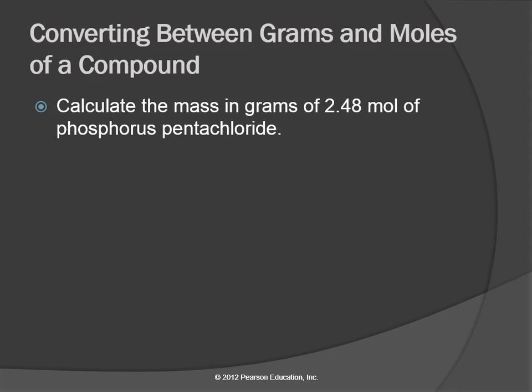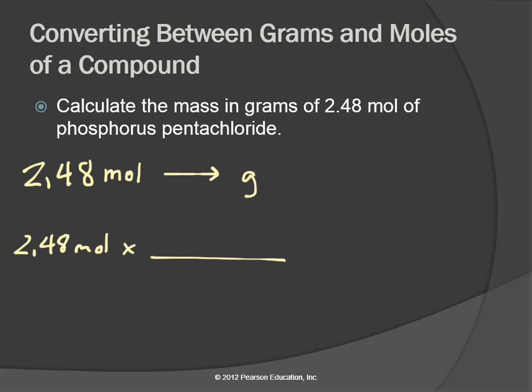Calculate the mass in grams of 2.48 moles of phosphorus pentachloride. We'll finish up here really quick. So we've got 2.48 moles, and we want grams. Well, we can go between moles and grams in one step. So we've got 2.48 moles of this compound, and we're going to multiply by a factor.